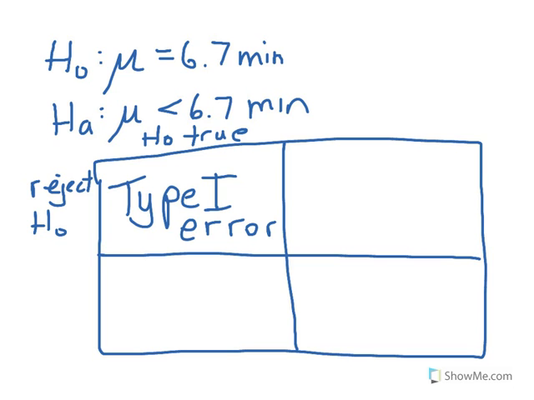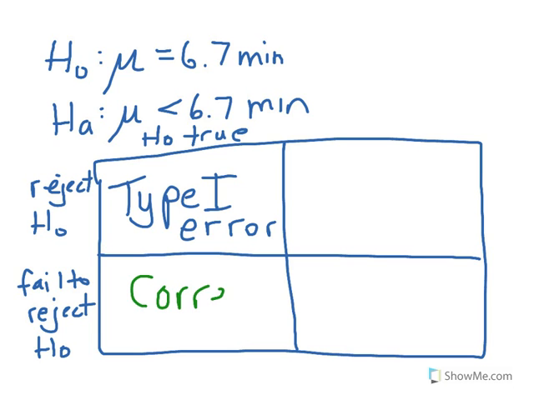Now, if we have the null being true in this first column, but we fail to reject the null, we would just say that's correct. We should fail to reject it when it's true. So in this particular case, we would just say correct. This would be a correct decision. There's nothing to worry about here.